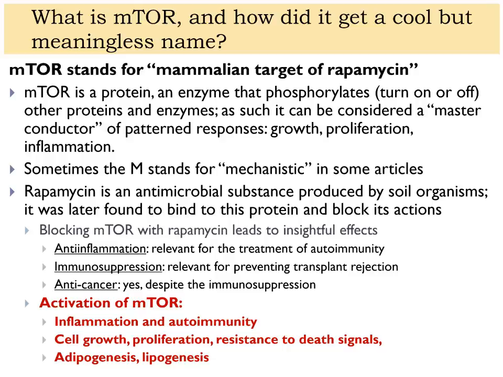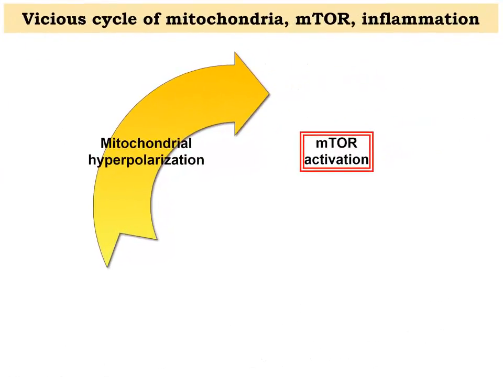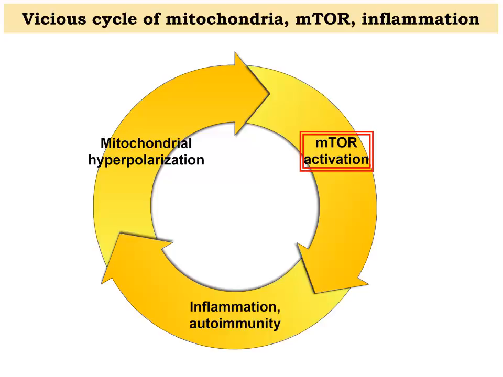So now let's look at this in a graphic format. Mitochondrial hyperpolarization is one of the triggers of mTOR activation. Once mTOR gets activated, it promotes inflammation, and that triggers more mitochondrial hyperpolarization. So you see here, obviously, a vicious cycle. Things that can trigger mitochondrial hyperpolarization include bacterial endotoxin, oxidative stress, especially nitric oxide, inflammation, and NF-kappa B activation.